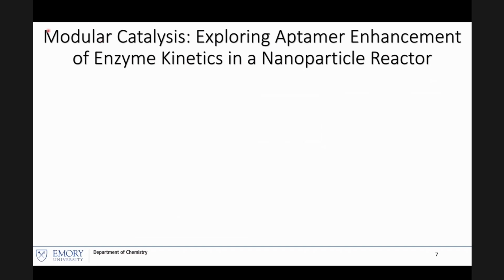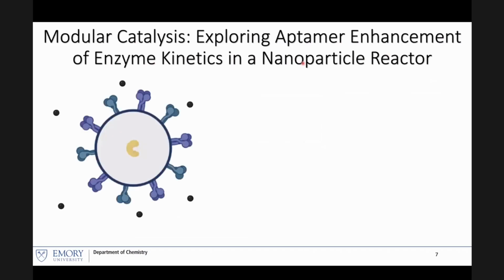What we're looking at is controlling one part of enzyme kinetics from the other, and then exploring aptamer enhancement of enzyme kinetics in a nanoparticle reactor. I just briefly told you what an aptamer is, and we're going to use this aptamer to enhance our enzyme kinetics modularly. So we want to enhance it by only controlling Km versus Kcat, and we're going to do this in a nanoparticle reactor.